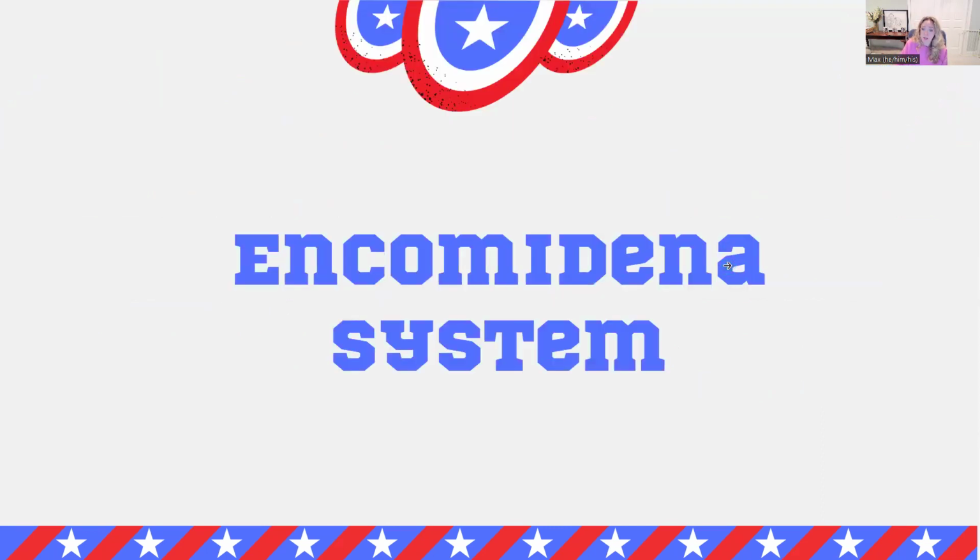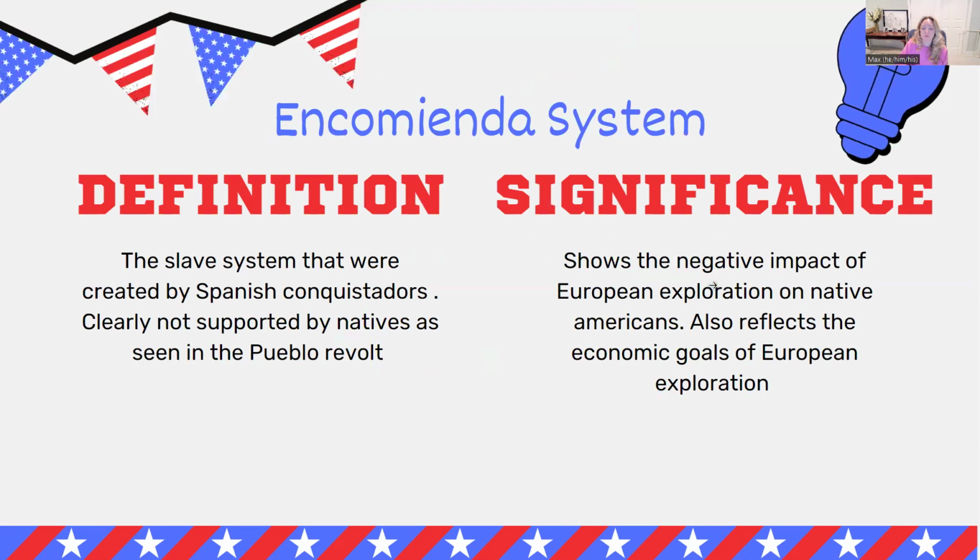And communist system. All right, speaking of not so great effects. All right, so this is the slave system that was developed by the Spanish conquistadors. This is clearly not supported by the natives, as seen in the Pueblo Revolt, which is one of the largest native rebellions in the New World.